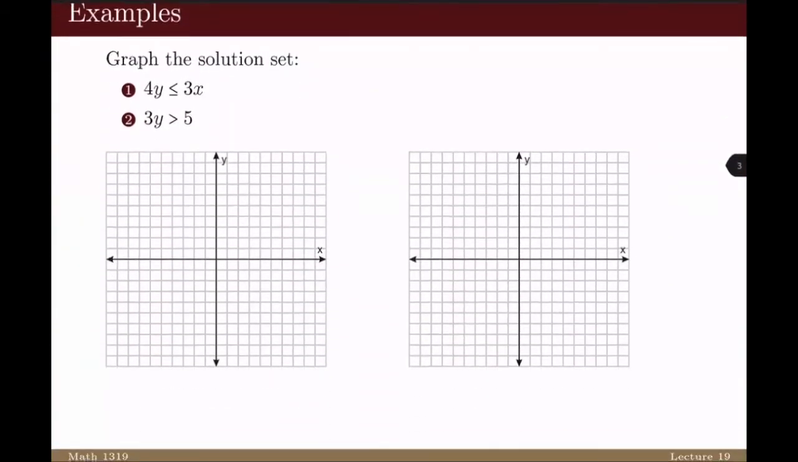So we're just going to do some more practice similar to our first example. Our first one's going to be 4y is less than or equal to 3x. So again, I'm going to graph the line first. So the line 4y equals 3x. That means y equals 3/4 x. So my intercept is going to be the origin. And then my slope is 3/4. And then since I have less than or equal to, I'm going to have a solid line instead of a dotted.